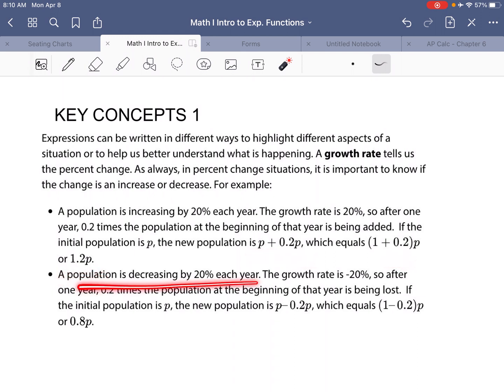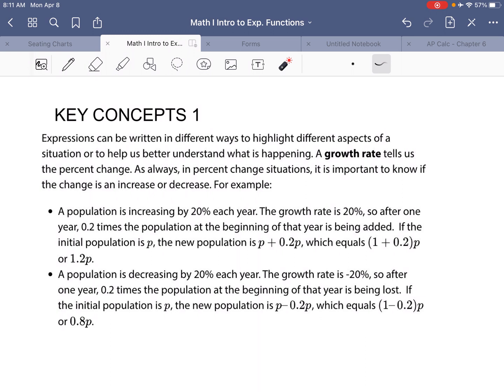Now, if a population is decreasing by 20% each year, the growth rate is negative 20%. So after 1 year, 0.2 times the population at the beginning of the year is being lost. So if the initial population is P, we could write it as P minus 0.2P. Or we could say we have 1 minus 0.2 times P, which is 0.8P. And this is something that we've talked about already.